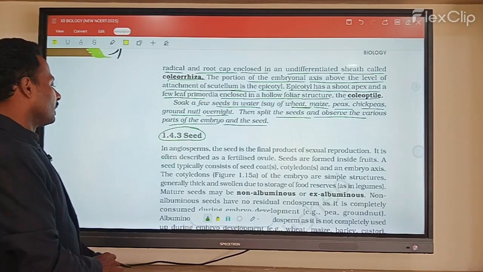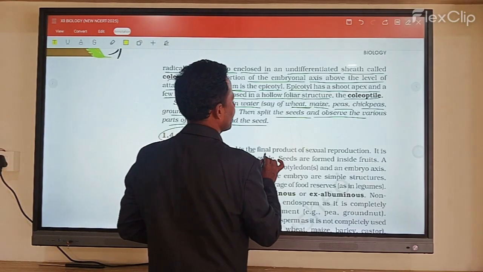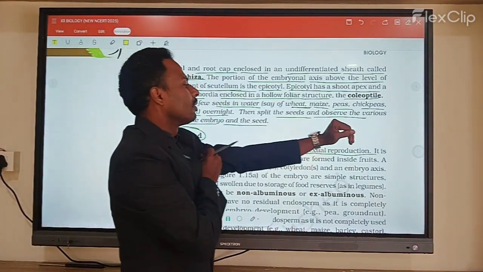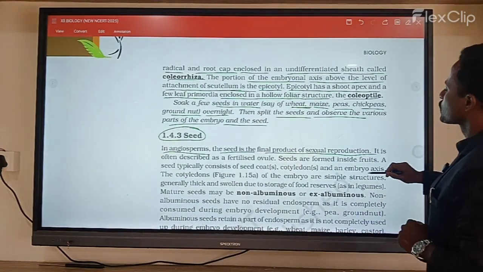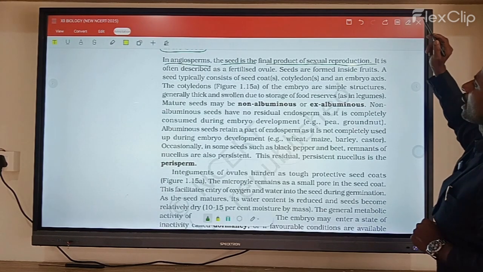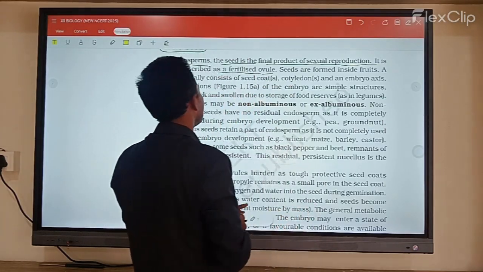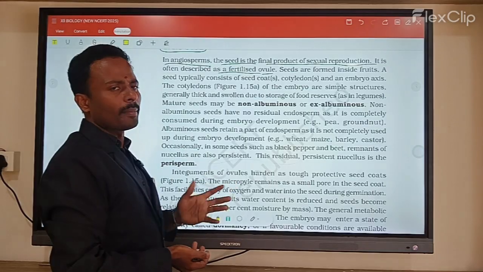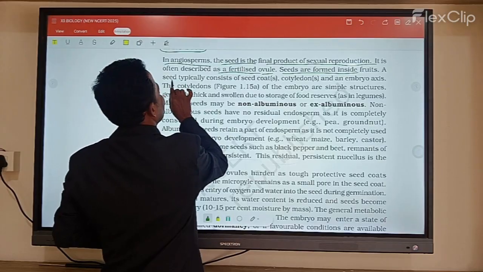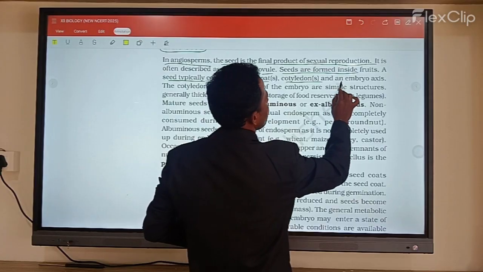In angiosperms, the seed is the final product of sexual reproduction. Seeds are nothing but what? They are the final product of angiosperms. See, it is often described as a fertilized ovule that has formed into a seed. Seeds are formed inside the fruits. A typical seed consists of a seed coat, cotyledons and an embryonal axis.